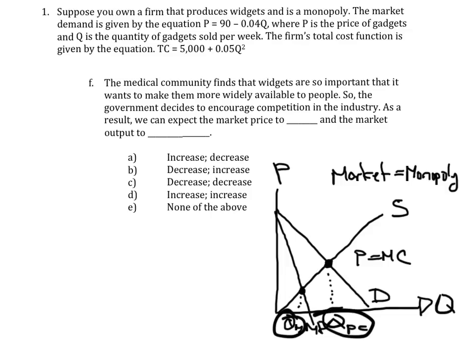So the monopoly will produce a lot less output, and it will also charge a price up here. This is the price that perfect competition will charge, and this is the price that the monopoly would charge. So the monopoly also charges a lot more.